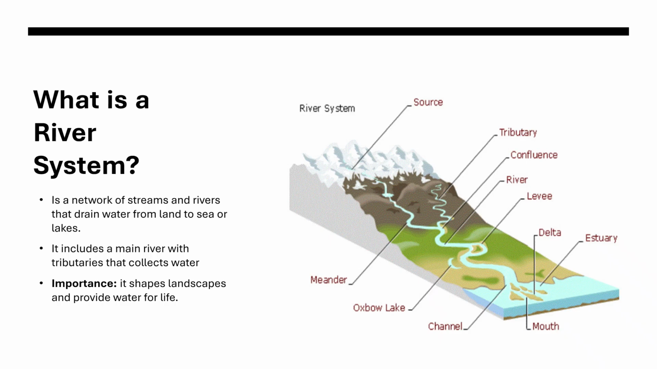So let's put it in simple terms. Imagine a big tree but for water. The thick line, as you can see in the diagram, is the main river, which is fed by the smaller ones, which are called tributaries. So this setup drains huge areas. Let's think of how the Vaal River system waters our farms. So let's proceed to the next slide.